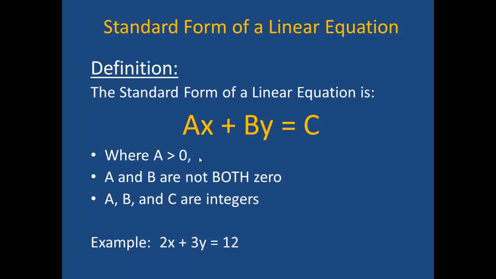We are first going to take a look at the definition of a standard form linear equation. When an equation is written in standard form, it is presented as ax plus by equals c, in which a is always greater than 0. That's just another way to say that a is positive. Also, a and b are not both 0, and a, b, and c are all integers. An example of such an equation would be 2x plus 3y equals 12.